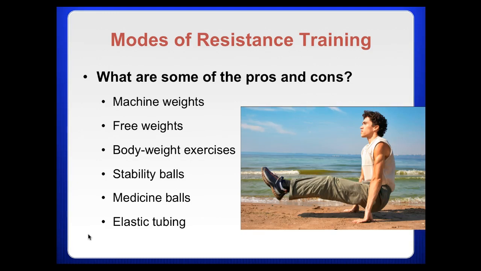Next, we have our body weight exercises. These would be like your push-ups, curls, or pull-ups, or what this gentleman is doing over here. The pro is you don't need any equipment, just your body weight, and you also don't need a lot of space. The cons would be that the ease of it is variable, and also that muscle isolation is going to be variable.